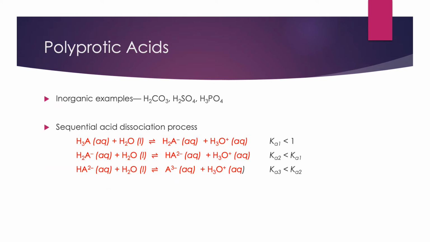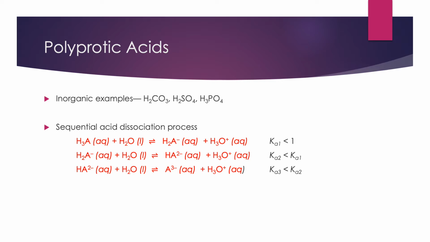Now, one of the things that we're going to be very interested in this lesson and in subsequent lessons are polyprotic acids. Now, polyprotic, what does that mean? Poly means many, protic means many protons. So a polyprotic acid is an acid that can donate multiple protons. Now, there are some very common inorganic examples. Carbonic acid is a diprotic acid. Sulfuric acid, a very strong acid, is also diprotic, and phosphoric acid is a triprotic acid. It has 3 protons that it can donate.